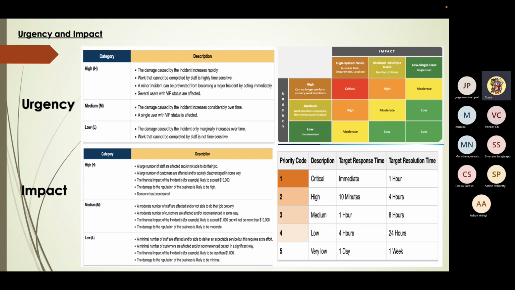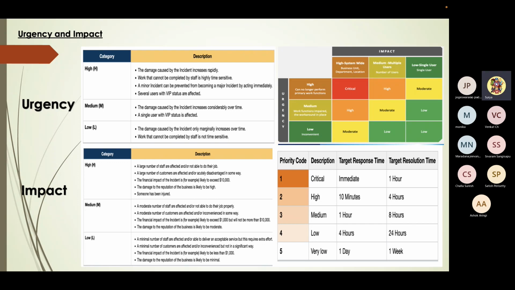How will you check the impact? If the incident or the issue is affecting a huge number of end users, I will consider that as a high priority incident. These 4 questions you can expect from this slide.